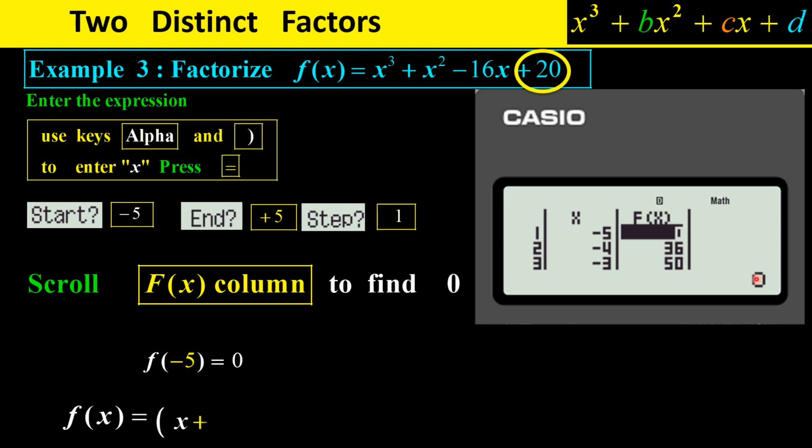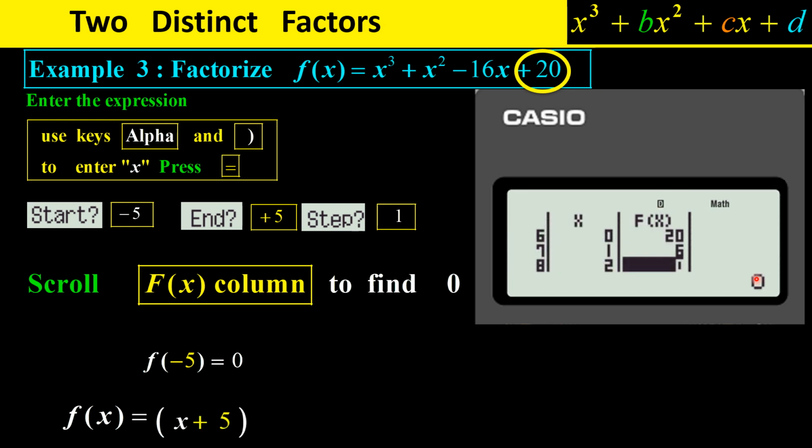We scroll down further and we see f(2) is equal to 0. So we enter f(2) = 0, therefore x minus 2 is a factor. But if we scroll down, we don't see any other factors after 2, nothing else. So what does that mean? What would our other factor be? Let's see what it could be.